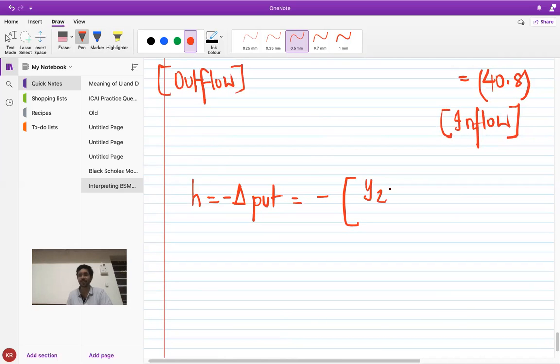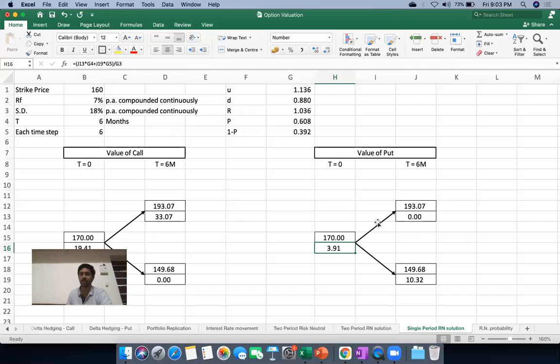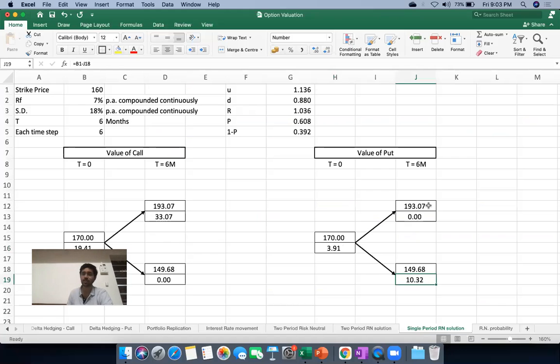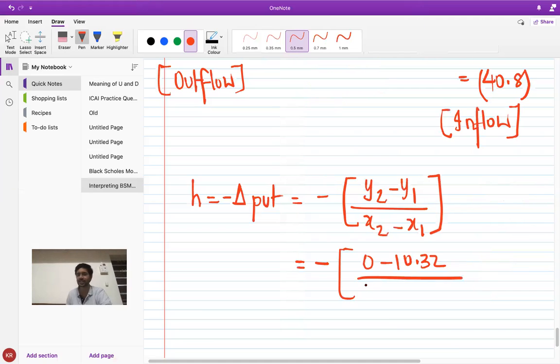It is not delta, minus delta of a put option, because if you remember, delta of a put option is again the same y2 minus y1 divided by x2 minus x1, the formula for slope, where y2 and y1 are put option values at the upper side and the downside, and x2 and x1 are the share values at the upper side and the downside. Okay, so the y2 minus y1 is 0 minus 10.32. 0 minus 10.32 should obviously be minus 10.32 divided by x2 minus x1 is 193 minus 149. Okay, so basically I have denoted this as x2 y2 and I've denoted this as x1 y1. Okay, where x is the share value, y is the put option value. So 193 minus 149.68.